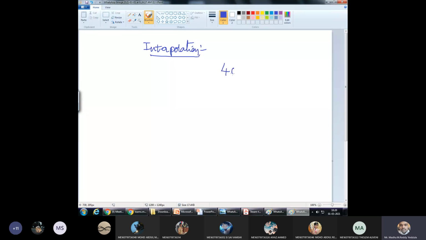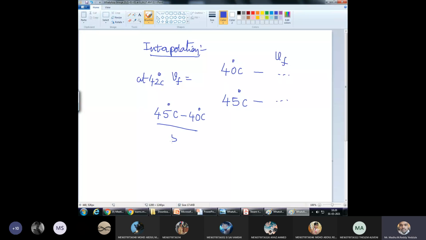Okay. Let us say I have data at 40 degrees centigrade and I have data at 45 degrees centigrade. I want to calculate, let us say, specific volume of the fluid. I have some value of VF at 40 degrees, and at 45 degrees also I have something. I want to calculate at 42 degrees centigrade, right? So what do you need to do? First, you need to calculate for 1 degree what the value is: 45 degrees minus 40 degrees, divided by 5 degrees centigrade. Means for 1 degree centigrade, we will get VF.